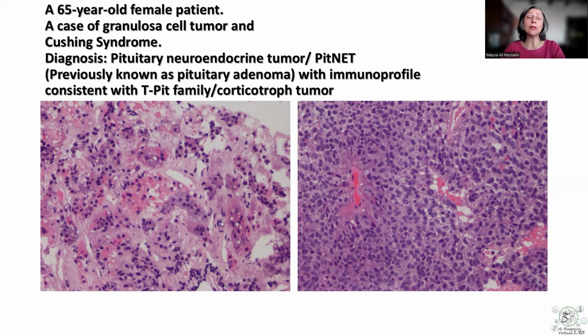So to sum up, in this particular case, and in a patient with Cushing syndrome, the finding of a pituitary mass is consistent with pituitary neuroendocrine tumor, PitNET, which previously is known as pituitary adenoma. This is the new terminology that is recommended or now endorsed by the WHO. So no longer do we use pituitary adenoma as a name for the tumor. And the immunoprofile was consistent with TPIT family, which is corticotroph tumor.